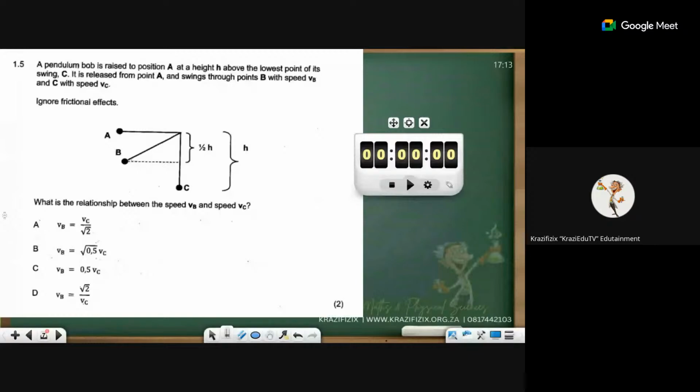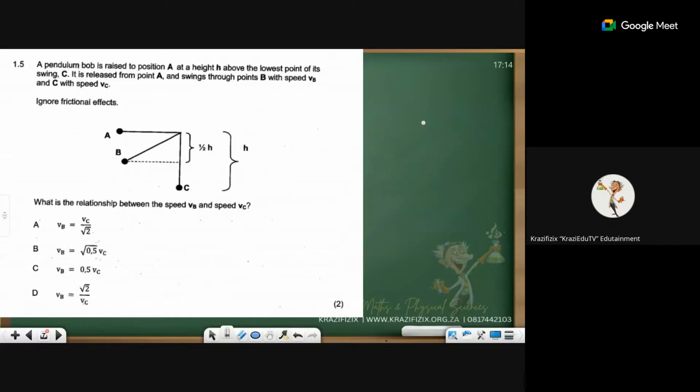Now, a pendulum bob is raised to position A at height h above the lowest point of its swing, C. It is released from point A and swings through point B with a speed VB and through C with a speed VC. Okay, so here we have VB, and VA is 0. What is the relationship between VB and speed VC?